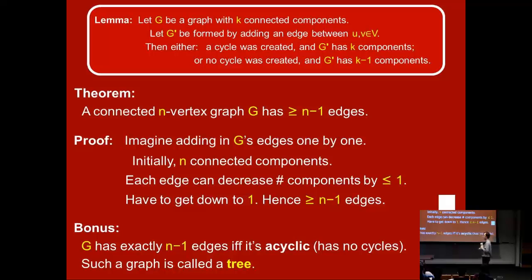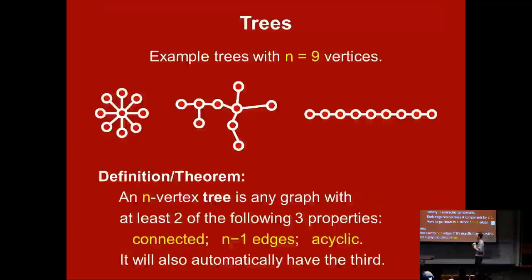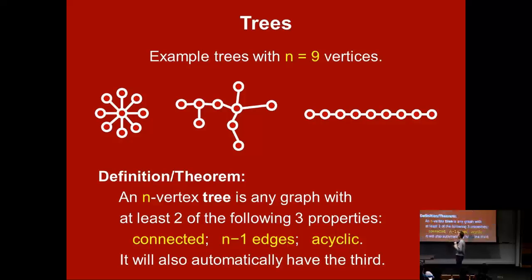Does anybody know the name of this kind of graph? A connected graph with one less edge than vertices, and it's acyclic? Yeah, it's called a tree. So you might not have thought of trees in that way. Let me draw a picture, sort of. So these are all tree graphs. They're graphs with some number n of vertices, and the number of edges is exactly n minus 1.